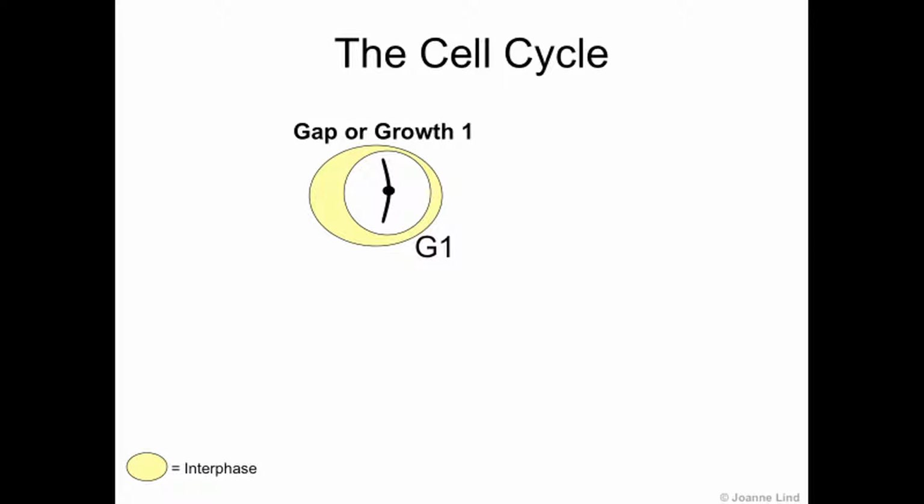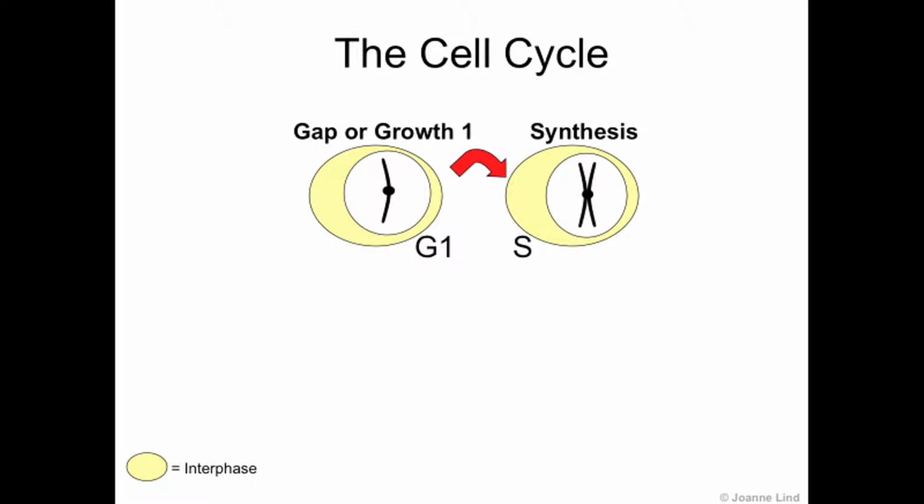Within this cell, I've represented the nucleus in white, and inside the nucleus I've shown a single chromosome with a centromere. At this stage in the cell cycle, this chromosome consists of a single double-stranded piece of DNA. In other words, this chromosome has not yet replicated.